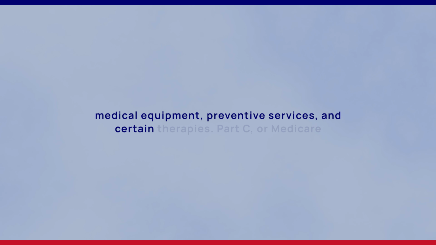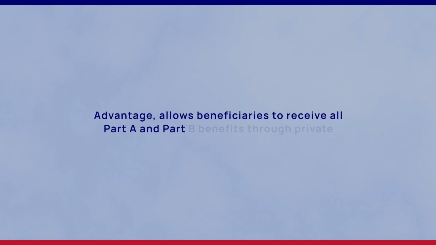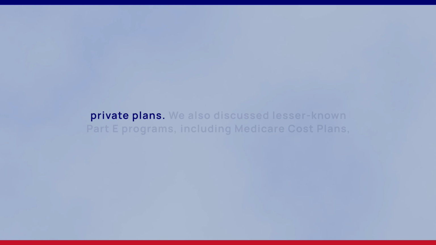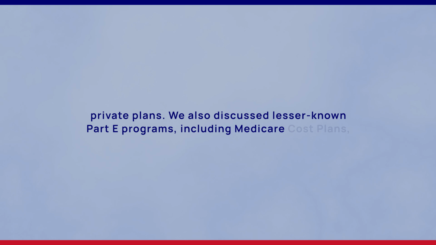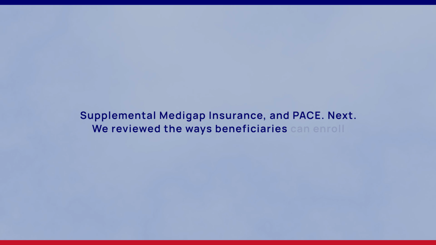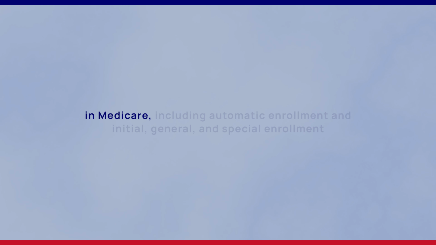Part C, or Medicare Advantage, allows beneficiaries to receive all Part A and Part B benefits through private health plans, often with extra benefits, while Part D covers prescription drugs through private plans. We also discussed lesser-known Part E programs, including Medicare Cost Plans, Supplemental Medigap Insurance, and PACE. Next, we reviewed the ways beneficiaries can enroll in Medicare, including automatic enrollment and initial, general, and special enrollment periods.